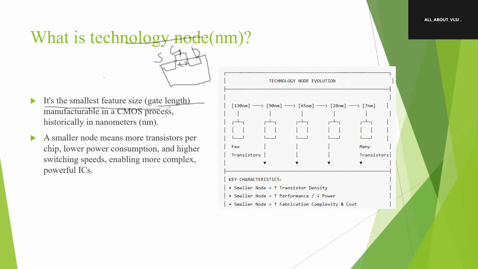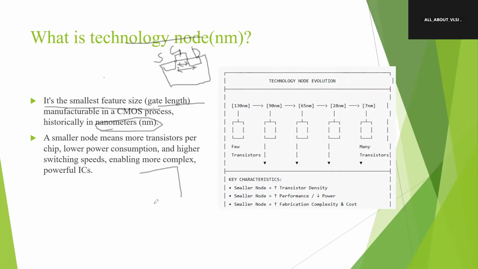It is the smallest feature size manufacturable in a CMOS process, in nanometers. Actually, technology node is defined in nanometers. So as technology decreases, this gate length also decreases. Okay. A smaller node means more transistors per chip. What is the meaning? If you are having a small node, it means a small gate length.